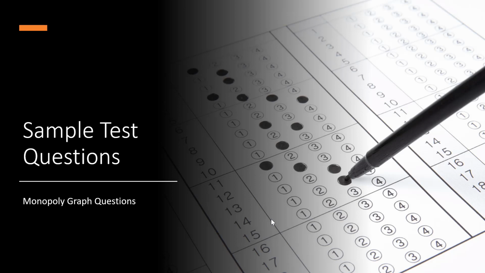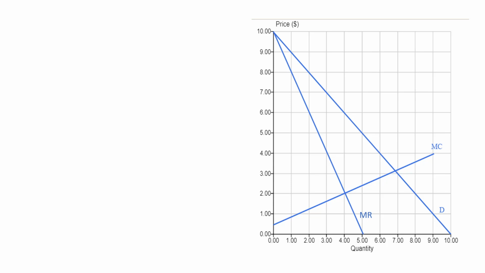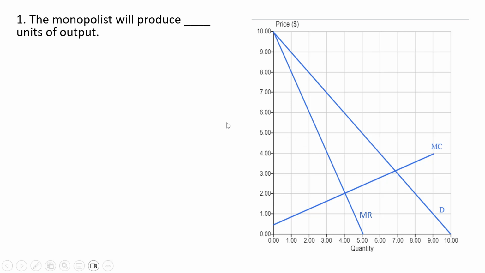Hello, in this video we're going to do some sample test questions that deal with monopoly graphs. Here we have a monopoly. Question 1. The monopolist will produce blank units of output. The monopolist will produce where the marginal revenue curve intersects the marginal cost curve. That intersection occurs at 4 units, so that'll be our answer.